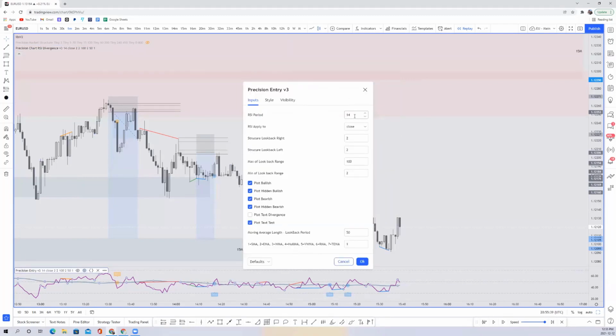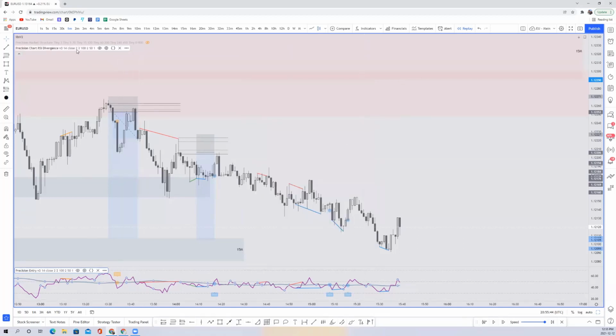So if I put the RSI to 21 on the entry, the RSI has to be 21 on the precision chart divergence too. Because if the numbers don't match, you'll have different divergences and different hidden divergences. And basically the indicator down here won't match the indicator up here. But for the most part, I think everybody will be able to figure that out. I am going to put that in the video.